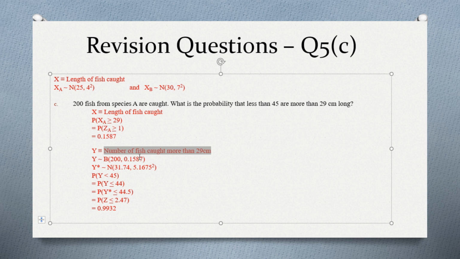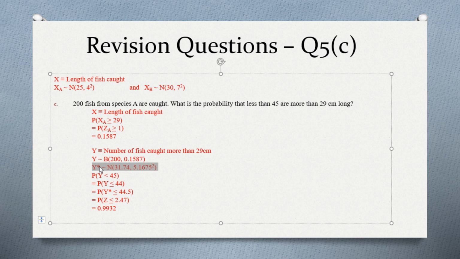I know it will take time for you to get the hang of it, but you must, because this is how your exam questions will look like. Now, what are they asking me to calculate? Less than 45. Can I do this manually? Cannot. So you got to change it to normal. So make sure you put the asterisk. I see some of you, when you change to normal, you don't put the asterisk.